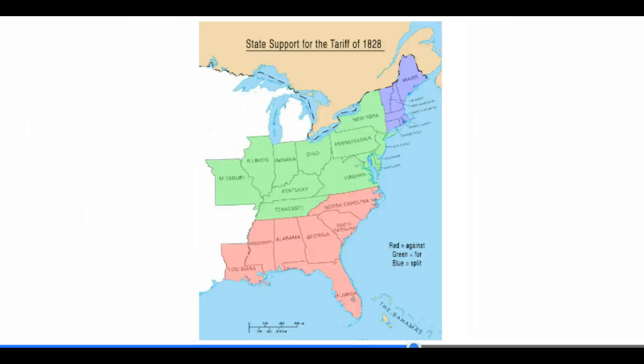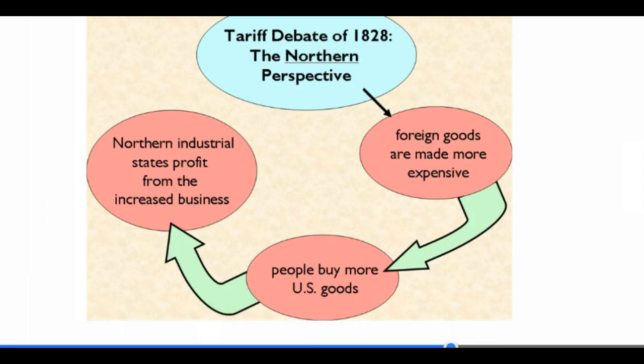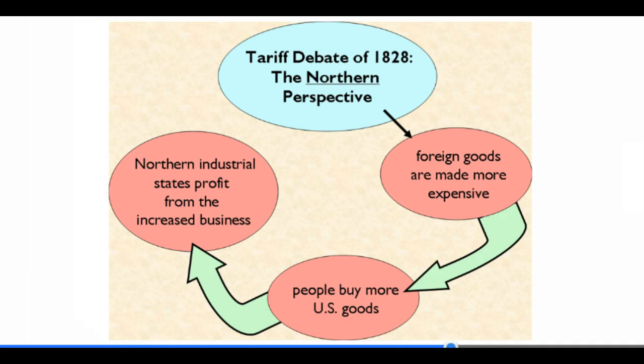This corresponds directly to the industrial states, or manufacturing states, favoring a tariff, and the agricultural southern states being against the tariff. Let's take a look at why. If we're looking at the northern states, which were in favor of the tariff, we see here that a tariff is going to make foreign goods more expensive, which will encourage people to buy United States-made goods. As a result, northern industries are going to profit.